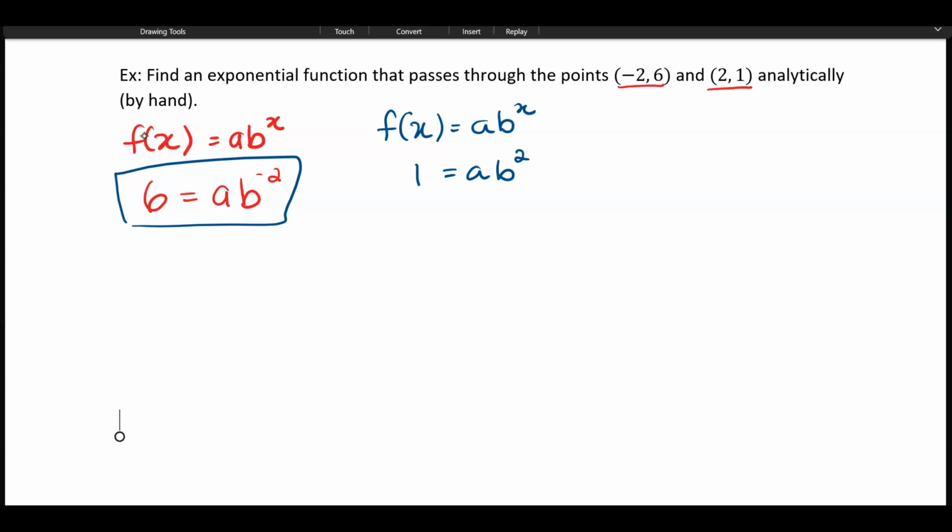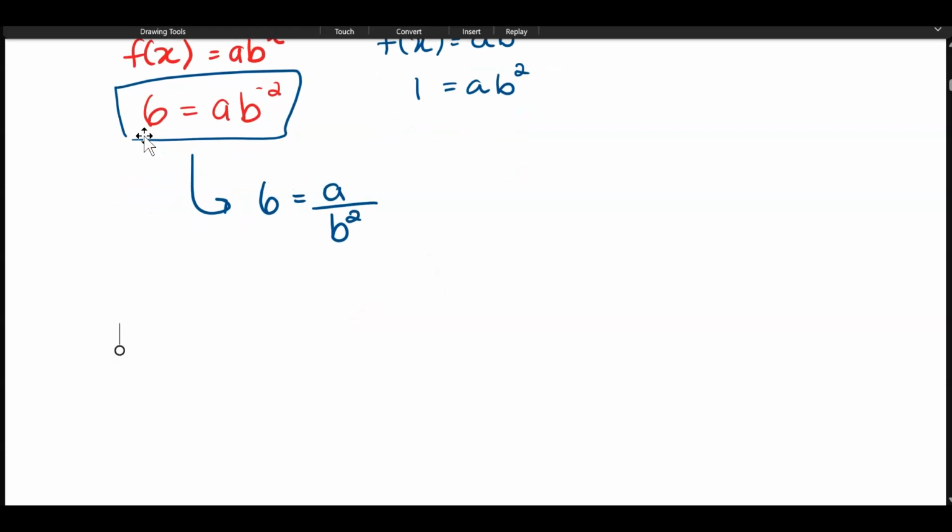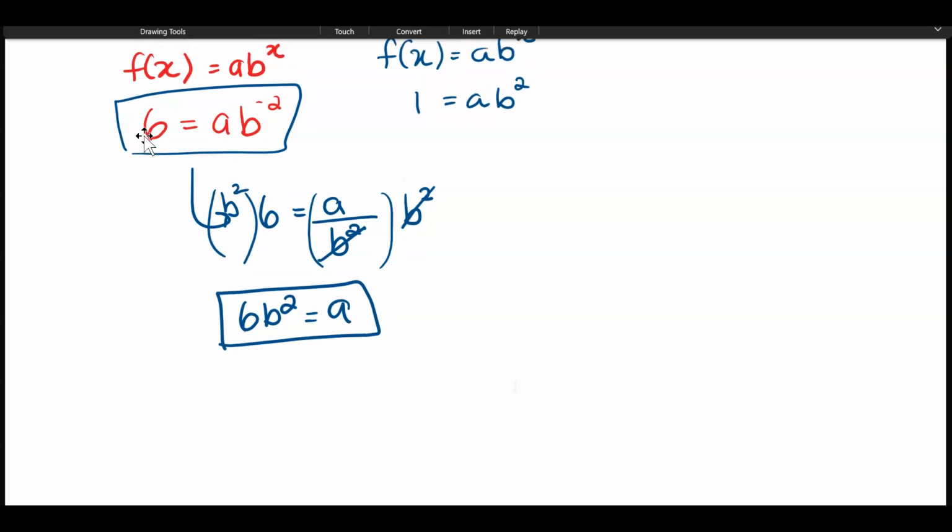We're just going to move this around to make sure that we have a equals something. Because this is a negative exponent, let's rewrite this equation. So we're going to have 6 equals a, and notice that the exponential rules tell me that this is the same thing as saying a, b to the second power, right? And so now I can multiply b squared on both sides. And so notice that my b squares cancel out, and I'm left with 6b squared equals a. And this is what a equals.